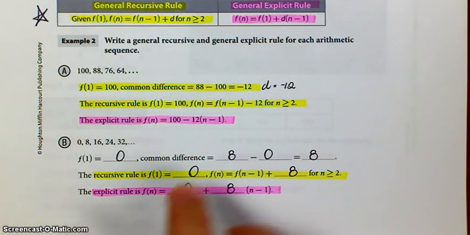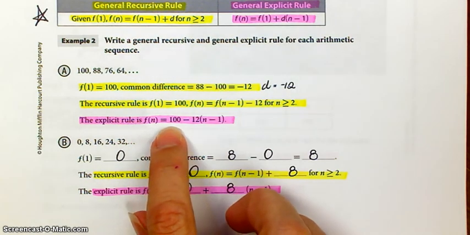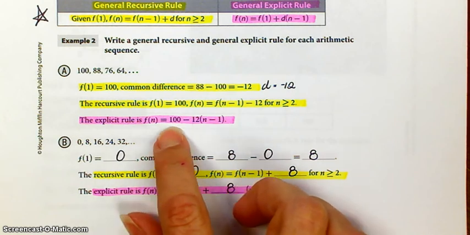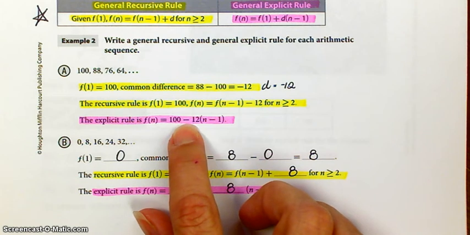The explicit rule, follow the format. F of n is equal to 100, so I put that first term in there, plus d, and then in parentheses n minus 1. d this time is a negative value, so it's minus 12.